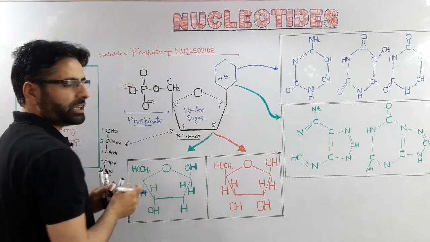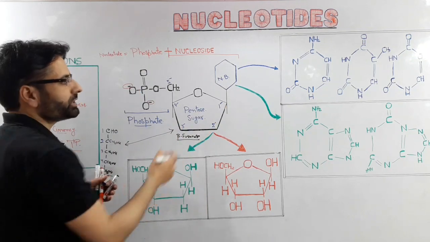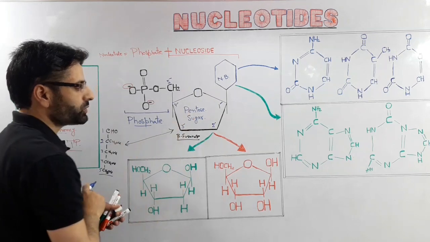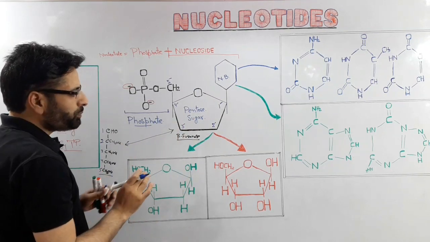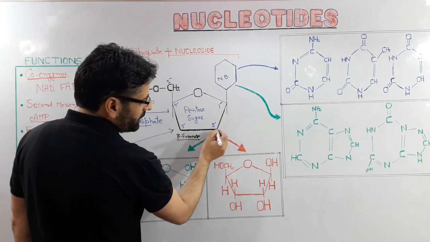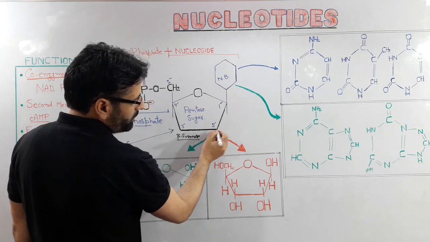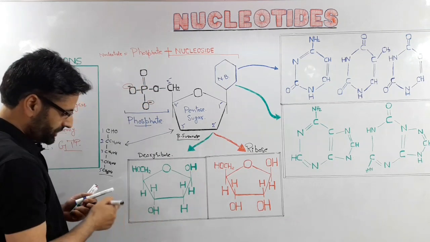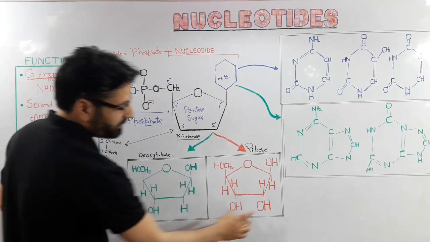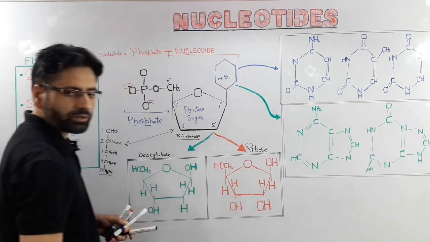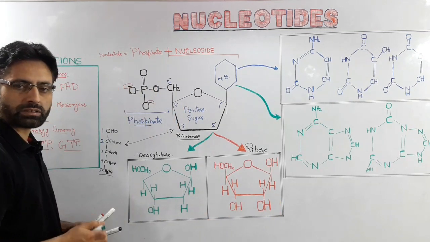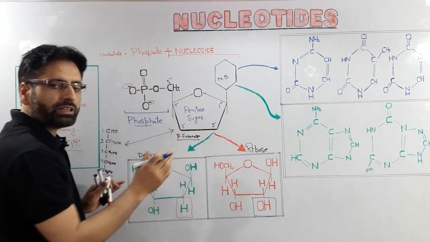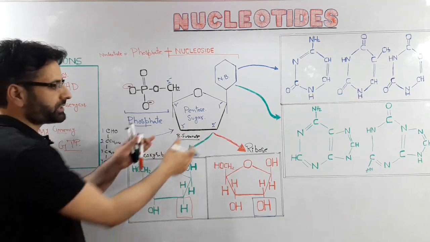The addition of this prime is to distinguish it from the numbered atoms present in this nitrogen base. Another point is that at this second carbon, that is 2 prime carbon, we have either this hydrogen atom or this hydroxyl group present on this second prime carbon. We are having two different types of this component.